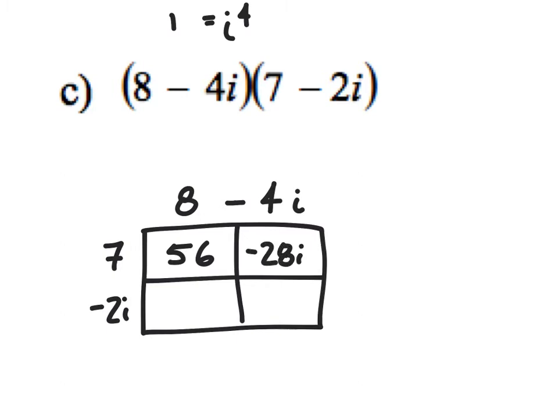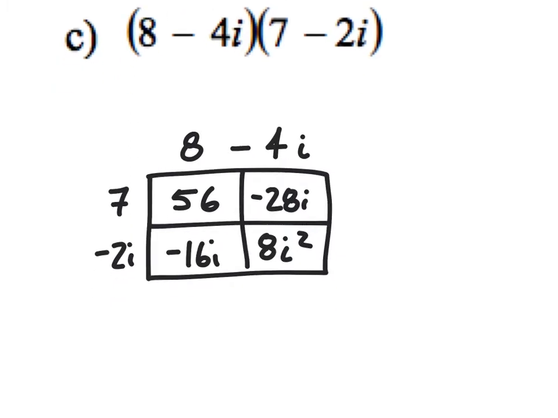Now over here I'm going to take 8 times negative 2i, which gives me negative 16i. And then if I take negative 2i times negative 4i, a negative times a negative is a positive, so this is going to give me positive 8, but then I take i times i, which gives me i squared. Now let's write all this down here: 56 minus 28i minus 16i, and then plus 8i squared.